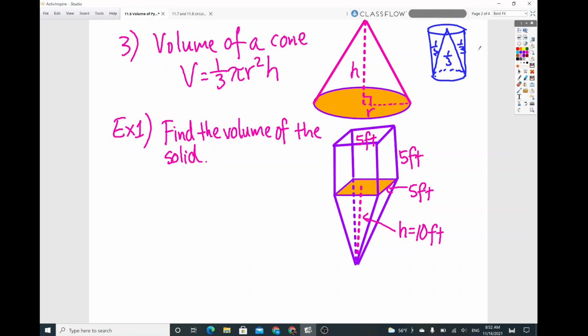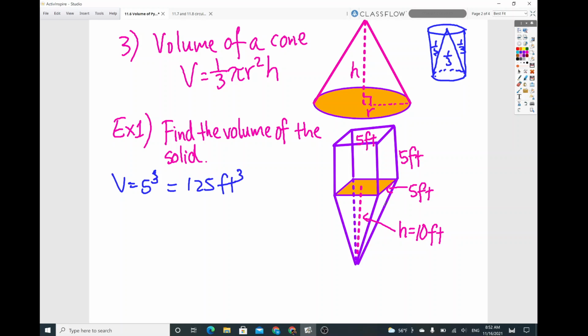So here's the first example. Find the volume of a solid. This one is 5, 5, 5, so it's a perfect cube, and the other one is an upside down square base pyramid. Let's find the volume for the perfect cube first. It's 5 times 5 times 5, which is 5 to the power of 3, which is 125 cubic feet.